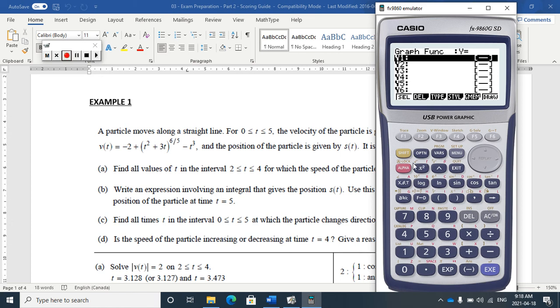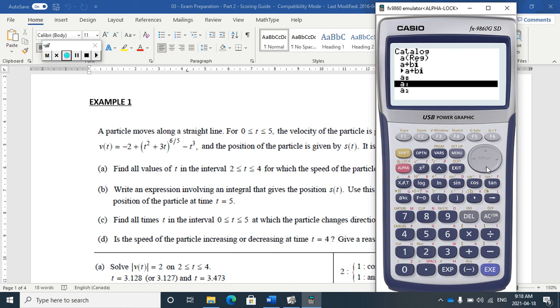And to graph the speed function, I'm going to have to do absolute value. There's no easy way to get absolute value because it doesn't really appear as one of the functions on the page here. So what I'm going to go into is the catalog. And if you haven't seen that before, the catalog is a nice list in these calculators of all the functions the calculator will do. And one of the functions, if I just scroll down, is absolute value. It doesn't show the absolute value bars. It just says ABS for absolute value. So I'm going to do the absolute value of this velocity function.